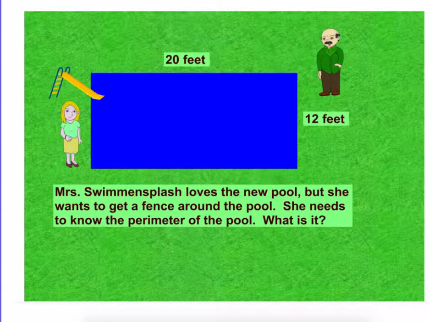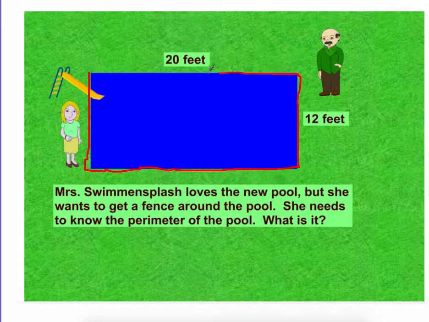So let's take a look at this one again. We've seen this in class. This is Miss Splash, Swimming Splash, sorry. And she loves her new pool, but she needs a fence. Remember what a fence? A fence goes around the outside. We don't put that fence down in the pool. That would be terrible. And we just can't put it on one side. If we want to keep the babies safe and keep them out of the pool, we got to put that fence all the way around so they can't get in.